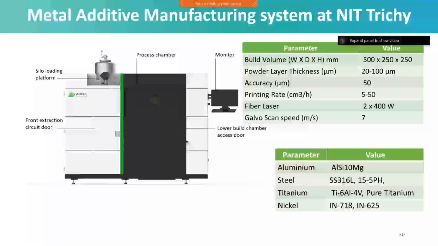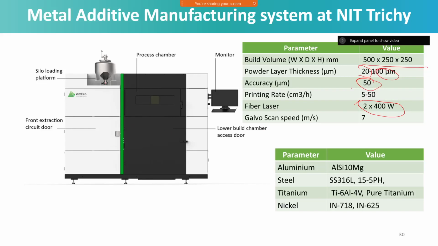And what is the system available in NIT Trichy? This is a very good system with a commercial build capability of 500 by 250 by 250, which is quite a big printing volume. We also have a twin laser system by which the productivity is doubled, and you can vary the powder thickness from 20 micron to 100 micron, with very good accuracy. We just started using this printer, and it has a very good capability for multiple material printing.